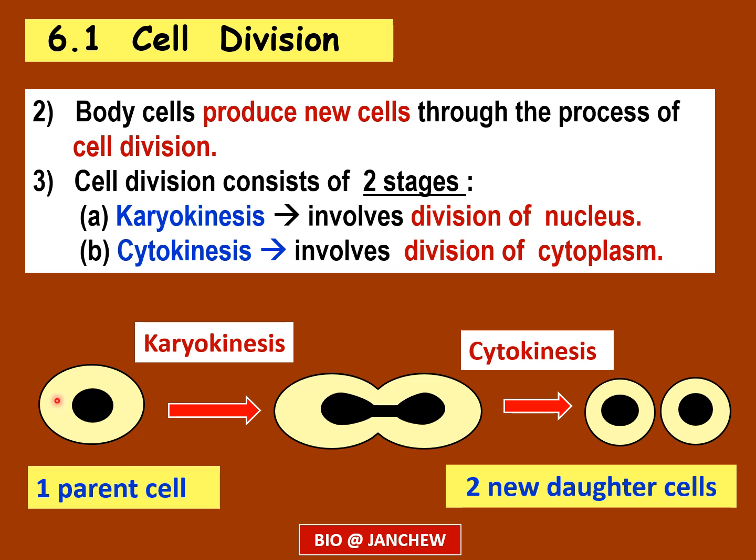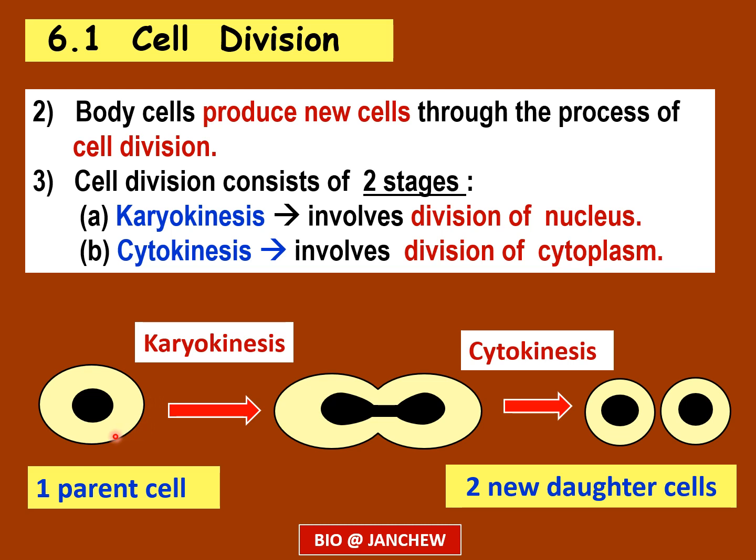We have already discussed the importance of cell division. So body cells produce new cells through the process of cell division. What are the two stages of cell division? They are A, karyokinesis, which involves the division of the nucleus, and B, cytokinesis, which involves division of the cytoplasm. So the word karyo here has something to do with the nucleus.